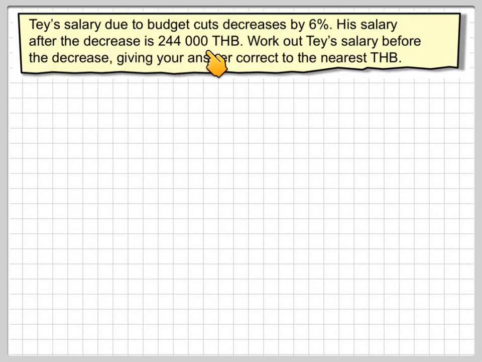Tay's salary, due to budget cuts, decreases by 6%. His salary after the decrease is 244,000 Thai baht. Work out Tay's salary before the decrease, giving your answer correct to the nearest Thai baht.